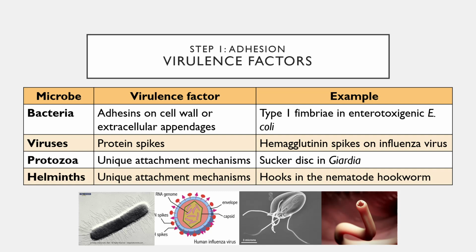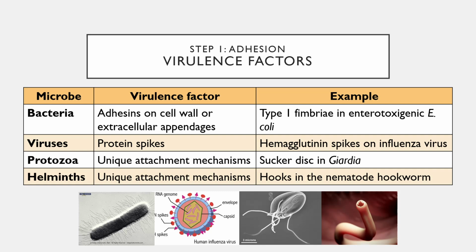Protozoa may have unique attachment mechanisms for adhering to their hosts. For example, we talked about how the protozoan parasite Giardia has a sucker disc which it uses to attach to the intestinal wall. Helminths or parasitic worms can also exhibit unique attachment mechanisms. For example, the nematode hookworm has special hooks that allow it to attach to its host, which you can see in this microscopic image right here.